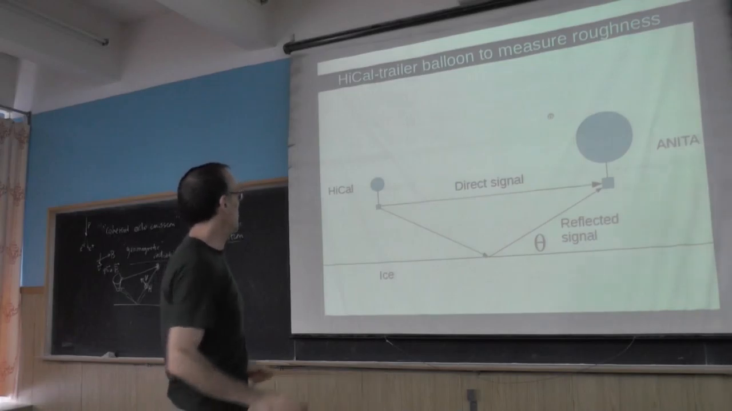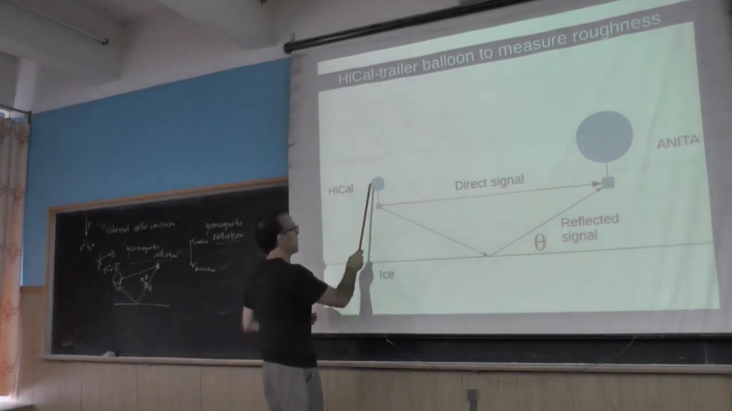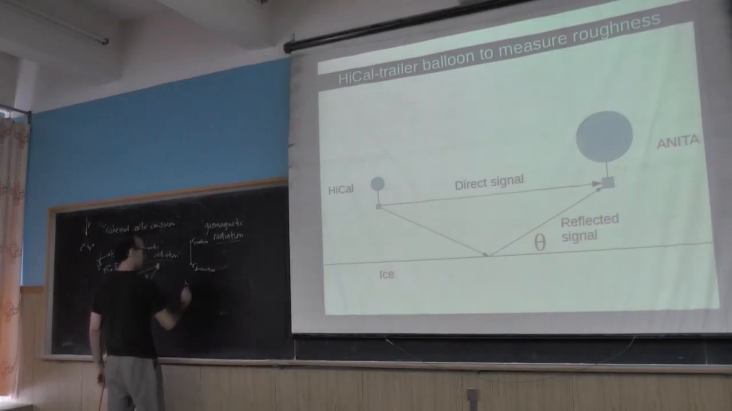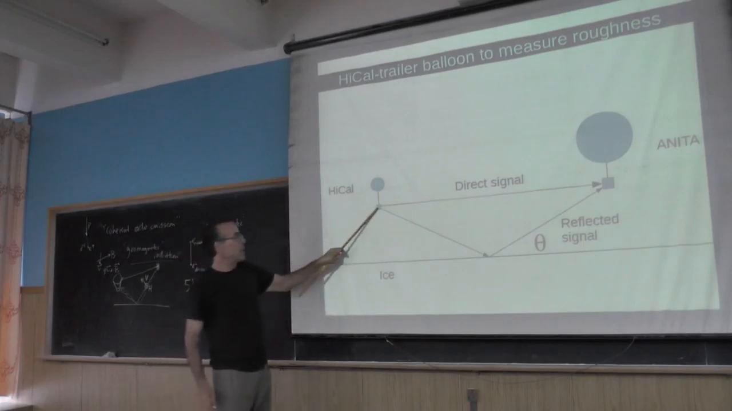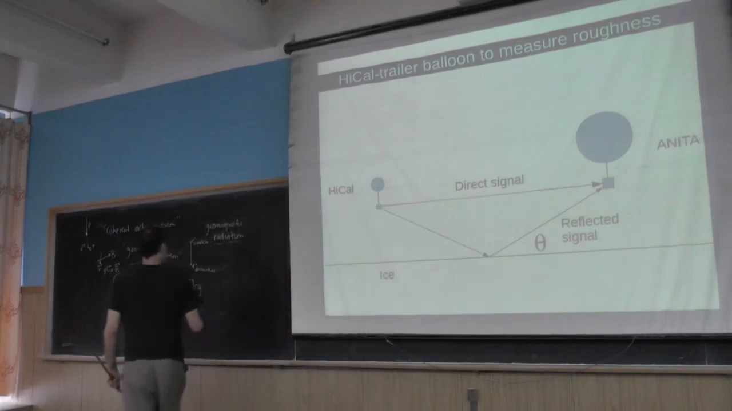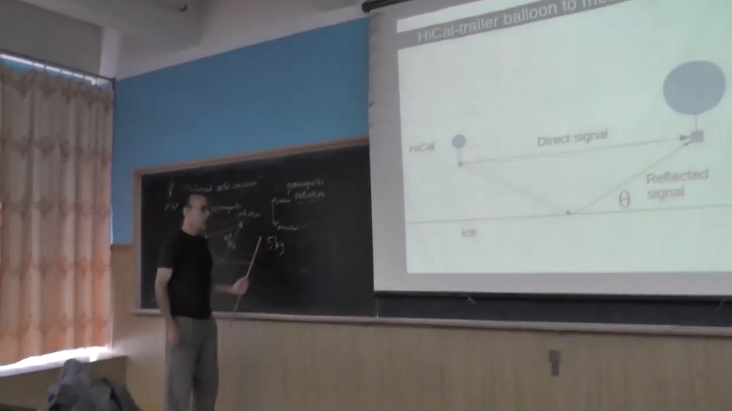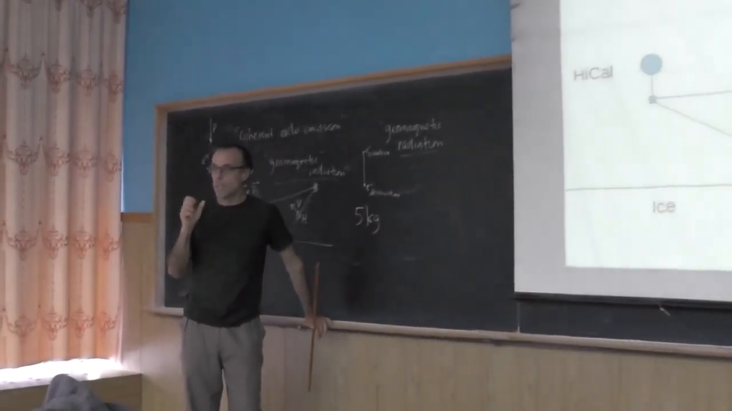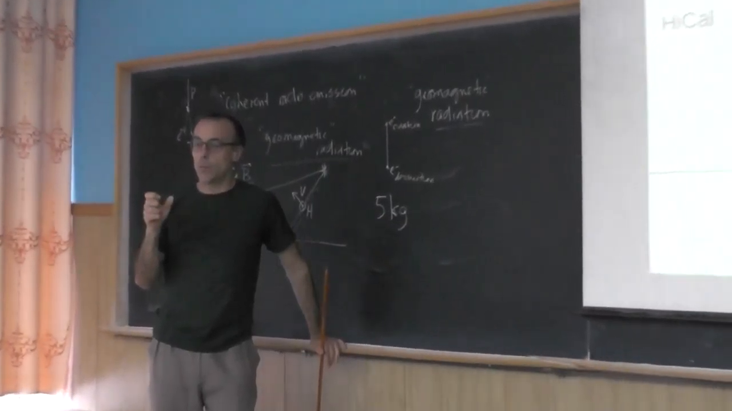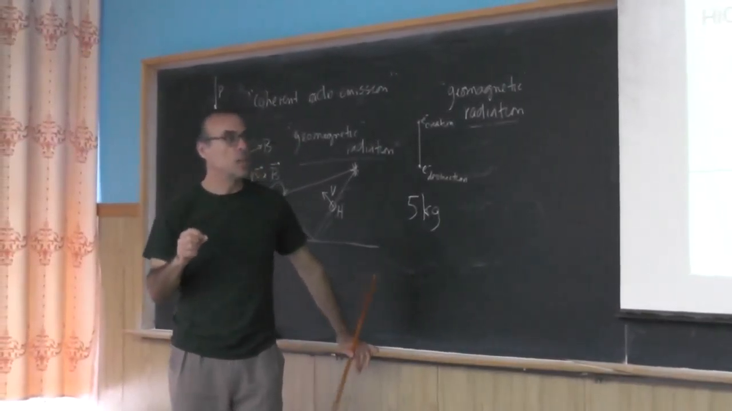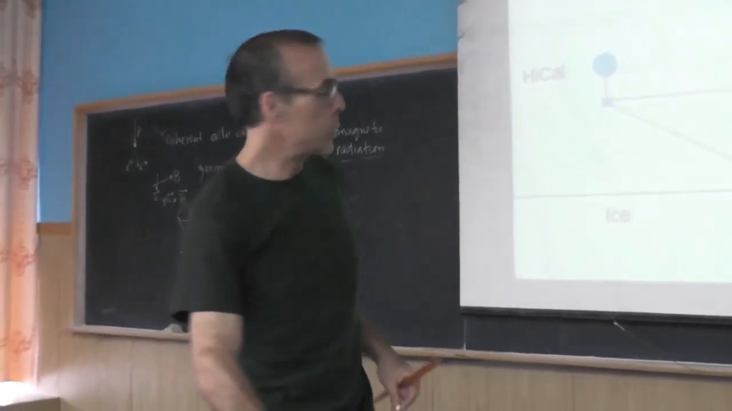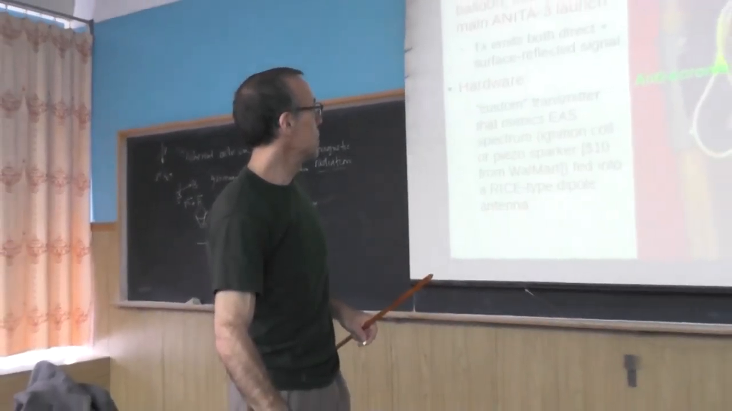The challenges of doing this are that we have a little balloon. We have a total mass of 5 kilograms that we can carry on this balloon. The second thing is that we need a high voltage radio transmitter. And we have a budget of $0. So how do you get a high power radio transmitter with a budget of $0?